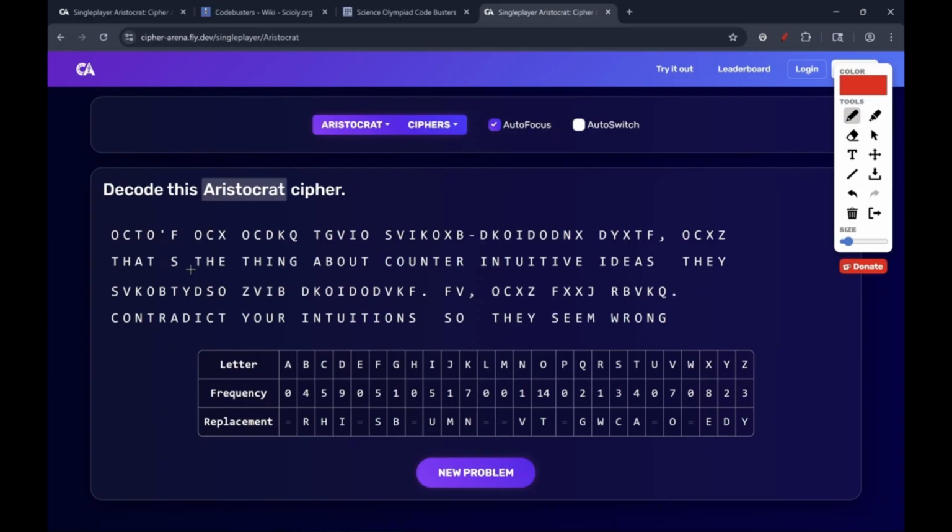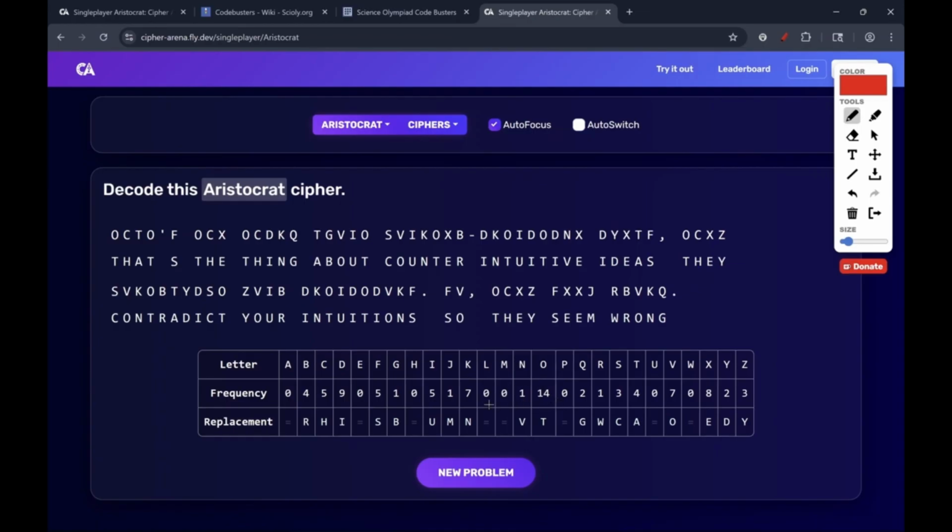And when you encounter an aristocrat in a Codebusters test, you're going to see two things at first. You're going to see the ciphertext, which I mentioned before, all the jumbled up letters with the punctuation and everything. And two, you're going to see what's called a frequency table right below it. And this frequency table is very important for two reasons. Number one, it shows how often each letter in the ciphertext appears. How many times does it show up?